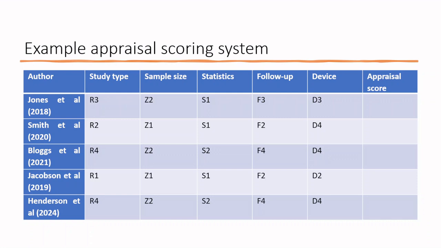And then to produce the overall appraisal score, you can just add up the numbers in each row. So for Jones et al., it's R3, so you'd take 3 plus 2 plus 1 plus 3 plus 3, and that gives a score of 12. So you can see that the better the study, the greater the appraisal score.